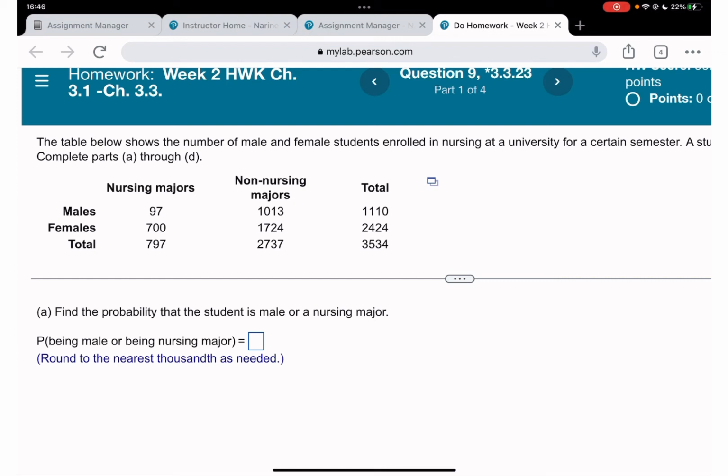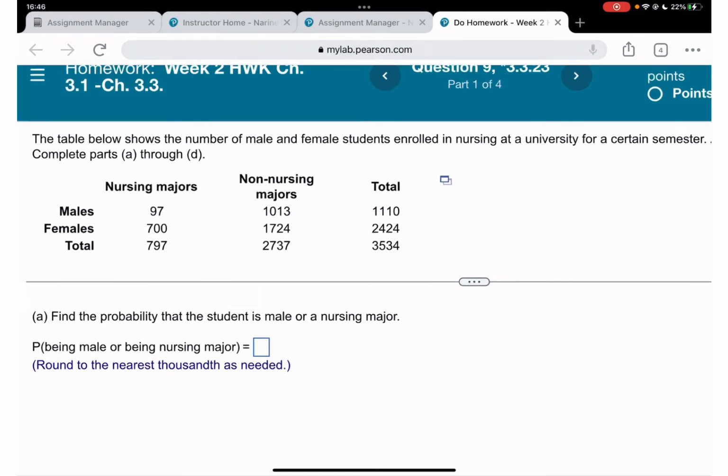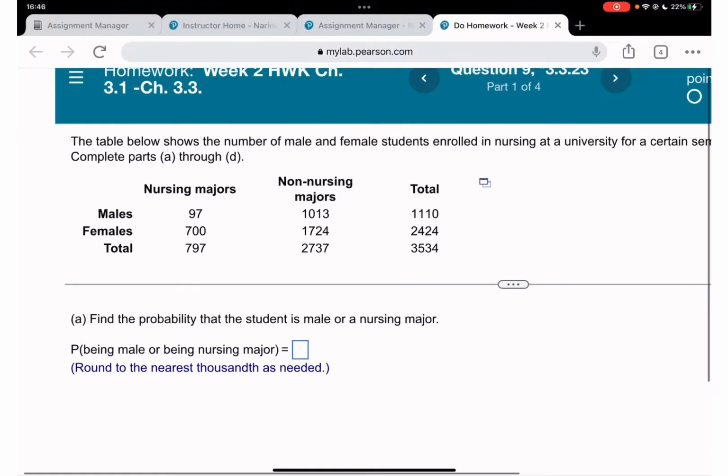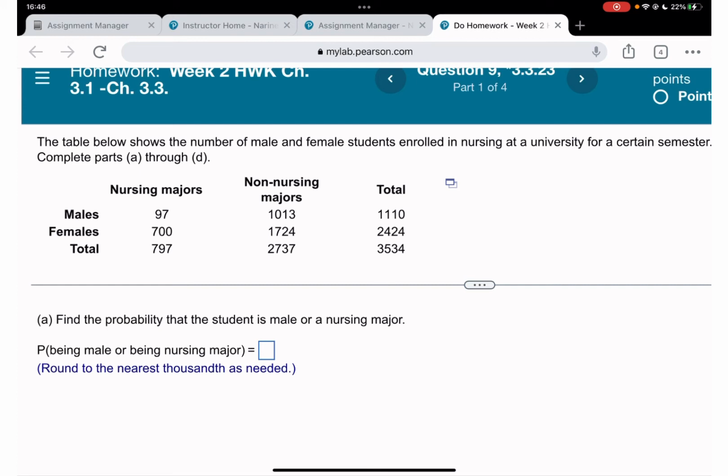Let me write down on piece of paper, and then I'll move it. 1110 over 3534. That's male. And then nursing major, for nursing major the total is 797, because nursing major goes by column, so 797 over the same 3534. But here is the thing, male and nursing major. So you see 97, it's duplicating. It's because it belongs to male and it's nursing major. So 97 was counted twice. Therefore, we need to subtract 97 over total 3534.